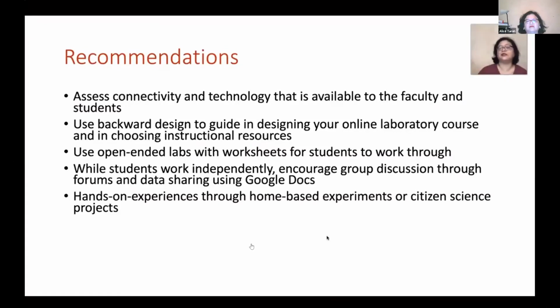Hands-on experiences through home-based experiments or citizen science projects would be a way for engaging the students and giving them a hands-on feel, even though they are working online. Thank you so much, and I have included a list of references at the end of this presentation.